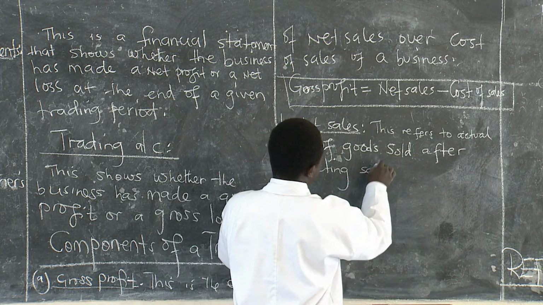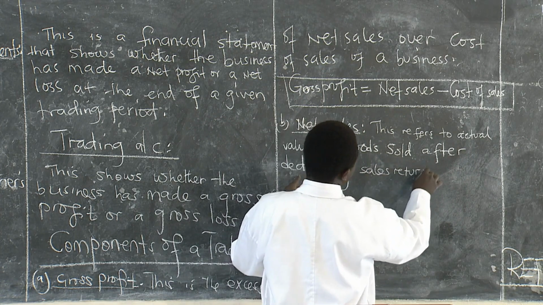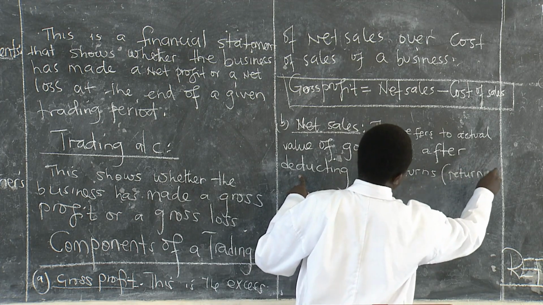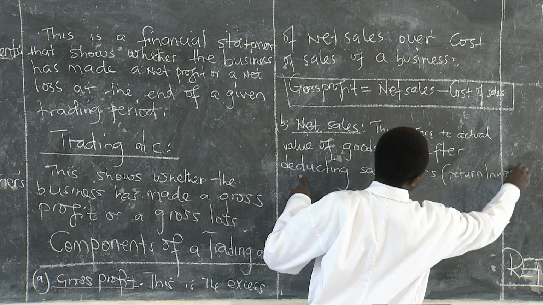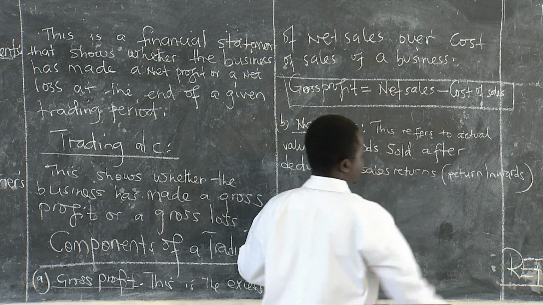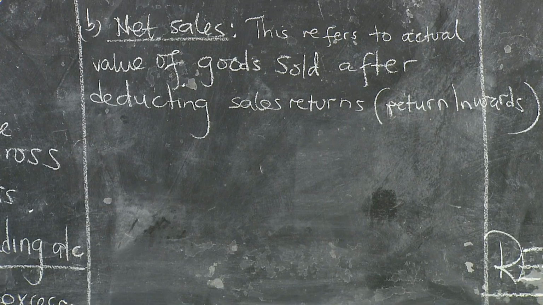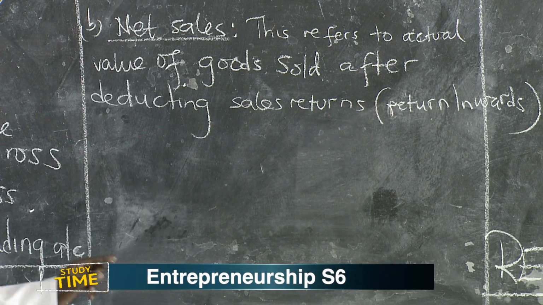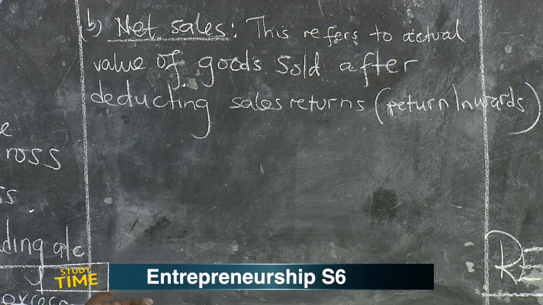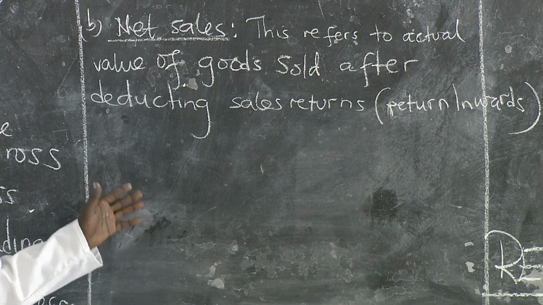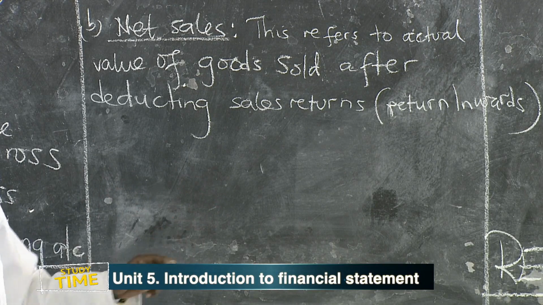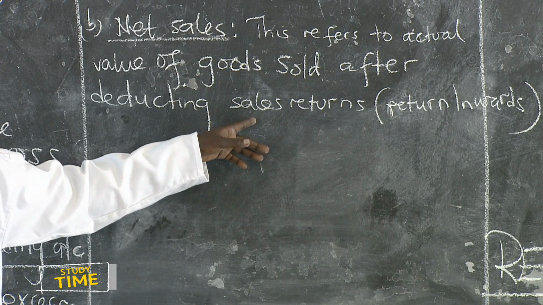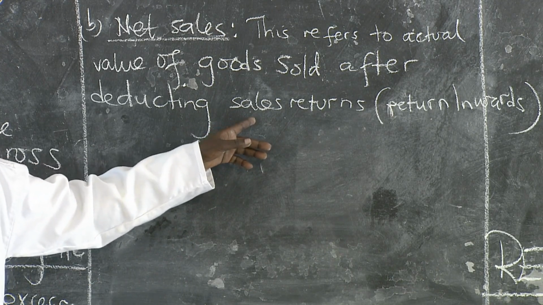what you call sales returns or return inwards. You all know that from Unit 10, Senior 5, you talked about accounting of prime books. Sales returns or return inwards are recorded in a sales returns journal. And these goods, which have been returned by customers to the business, they reduce the value of sales.